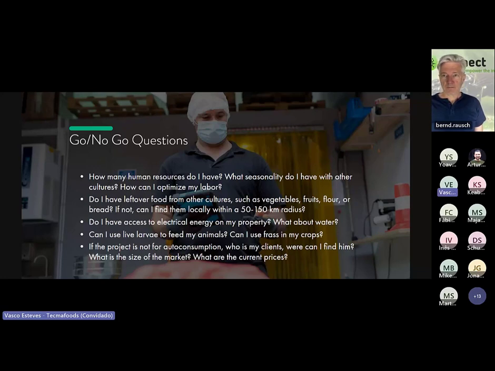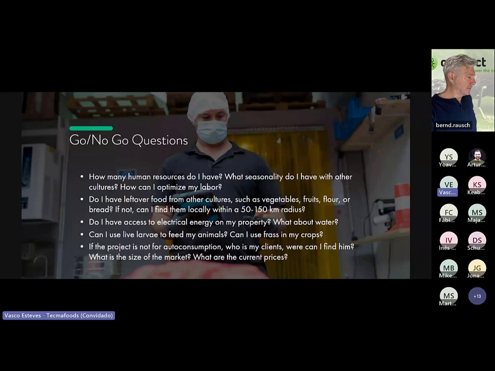Then I need to see, who are my suppliers? Can I supply myself? That's a question that I always ask, because it's easier. Do you have residues from your production, like vegetables, fruits, bran, for example? If not, try to search around you for who can give you those materials, and try to fix the price with them, because if the price changes too much, it's going to be a problem. Then do I have, of course, electrical energy? If not, can I use solar panels? We also have this.